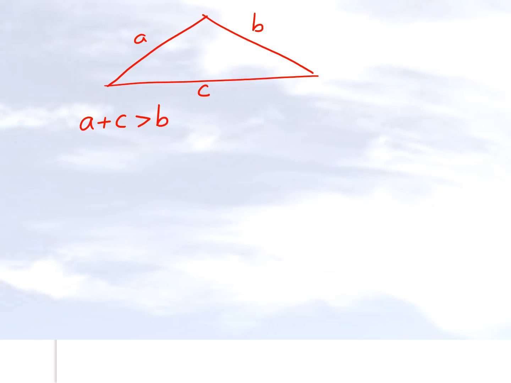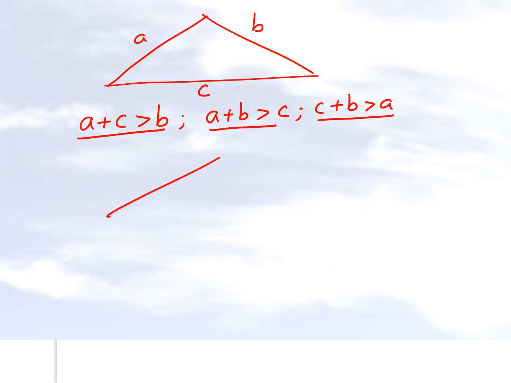Is A plus C greater than B? Is A plus B greater than C? And is C plus B greater than A? So you have to check whether the sum of two sides is greater than the third side, and all of these conditions have to be true. So let's look at an example of this triangle.